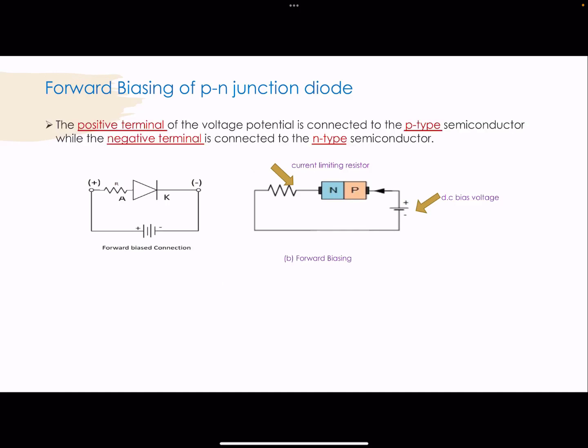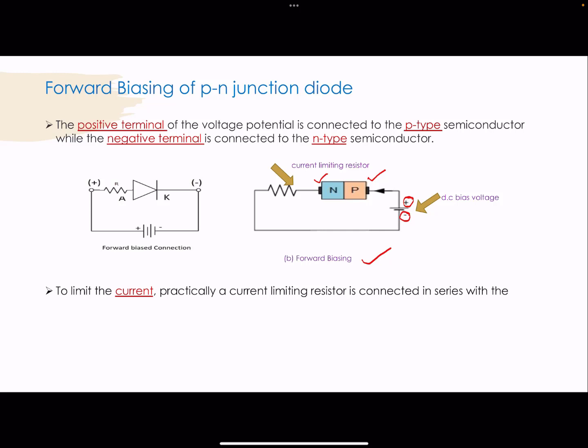Now let us see the forward biasing of the PN junction diode. In the forward biasing of the PN junction diode, the positive terminal of the voltage potential is connected to the P-type semiconductor while the negative terminal is connected to the N-type semiconductor. So if you see here, this is the forward biasing connection in which the positive terminal of the voltage potential is connected to the P-type semiconductor, whereas the negative terminal of the voltage potential is connected to the N-type semiconductor. And to limit the current, practically a current limiting resistor is connected in series with the PN junction diode. So if you observe here, this is the current limiting resistor which is connected in series with the PN junction diode in order to limit the current.